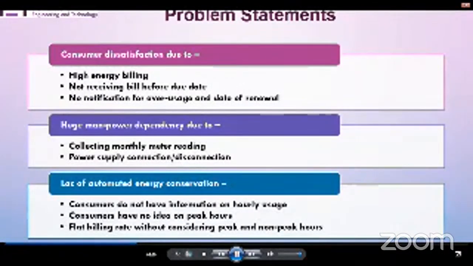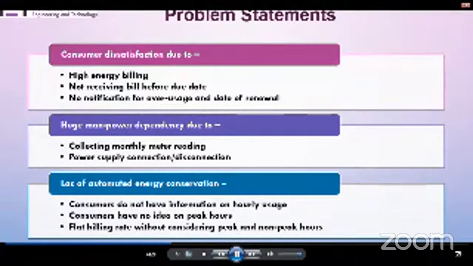This slide talks about the problem statements. On many occasions, it has been seen that consumers are dissatisfied due to their high energy billing, not receiving the bill before the payment due date, and no notification for over usage and date of renewal. At the same time, the energy providers are also dependent on huge manpower for collecting monthly meter readings and power supply connection disconnection of the defaulters.